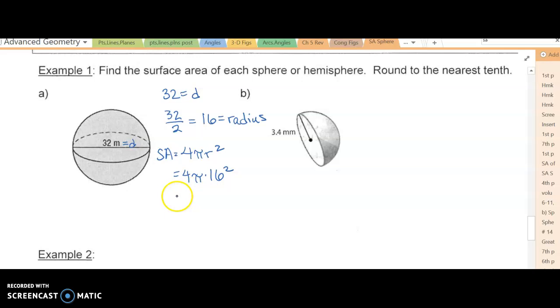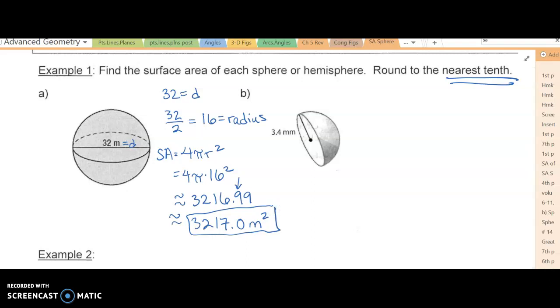So to the nearest tenth would be, it's a large number, 3,216 times 0.99. So if we're going to the nearest tenth, we go to the tenths place, and the digit next door is greater than 5, so we have to round up this 9, which means we have to round up the 16 to 17 meters squared.